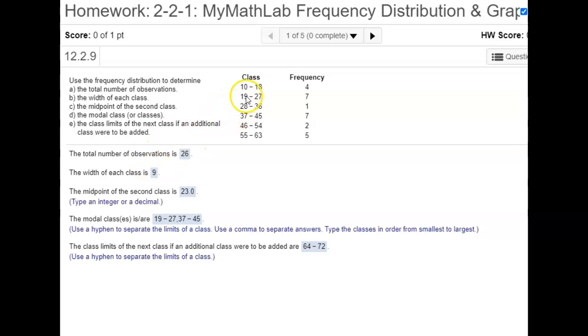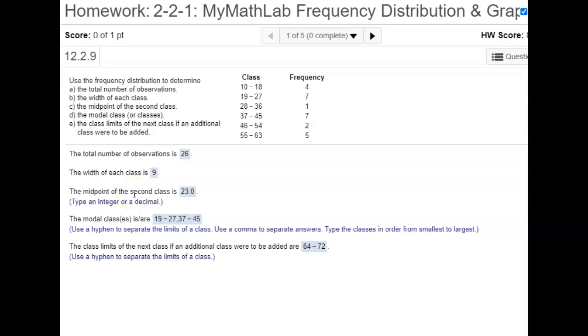Or if you did 28 minus 19, you again get 9. So just looking at consecutive classes and subtracting the lower limits, you get the width. You also get that if you do the upper limits. 27 minus 18 gives you 9, 36 minus 27 gives you 9, and so on. So that's how you can find the width of the class, either by counting or by subtraction.